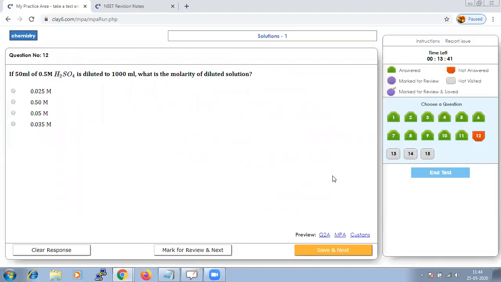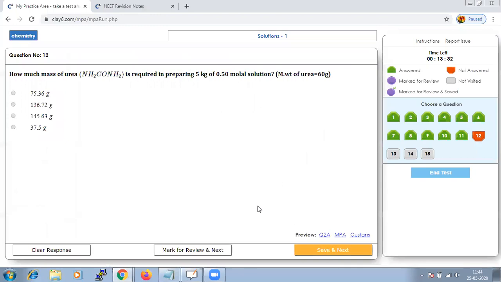Hence our option A, 0.025, should be the right answer. Let us save that and go to next. How much mass of urea is required in preparing 5 kg of 0.50 molar solution.